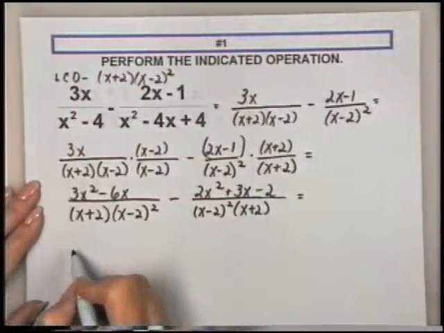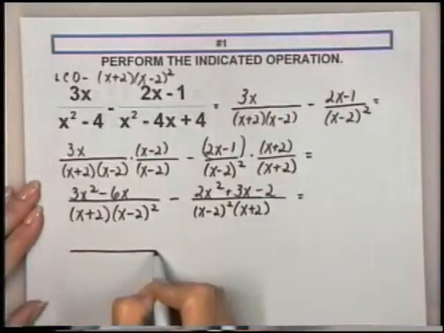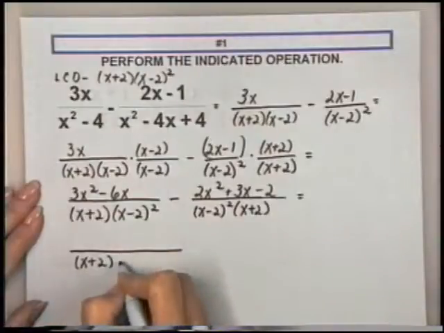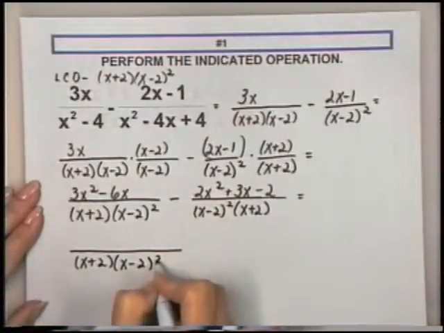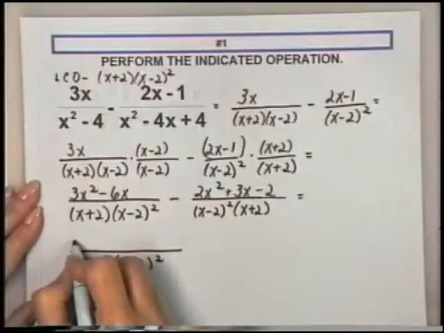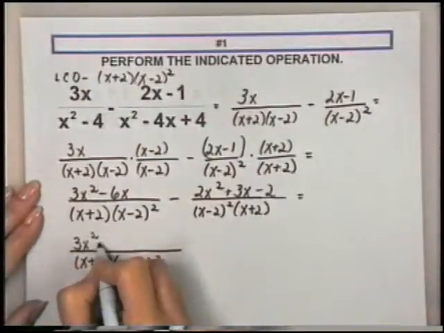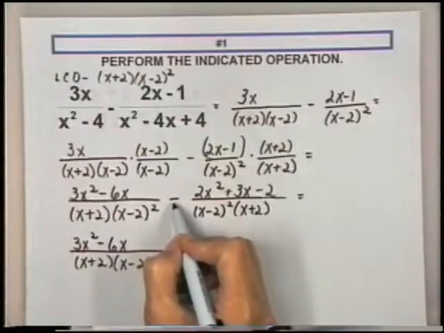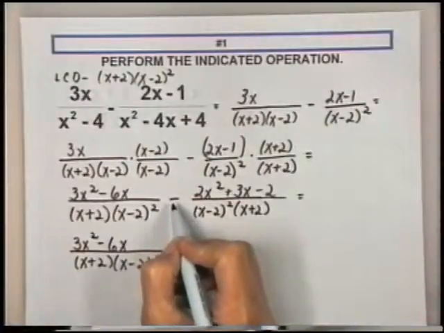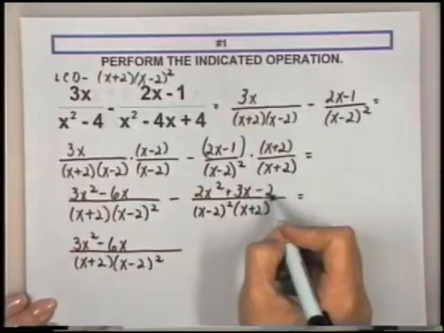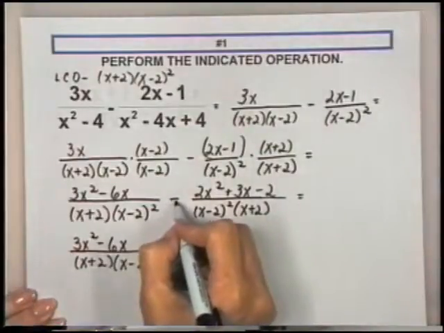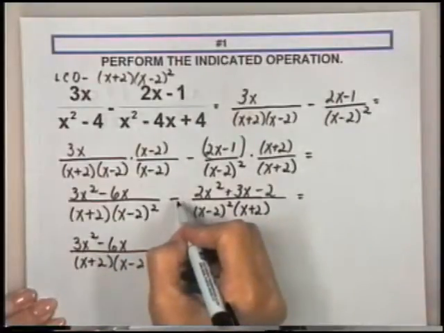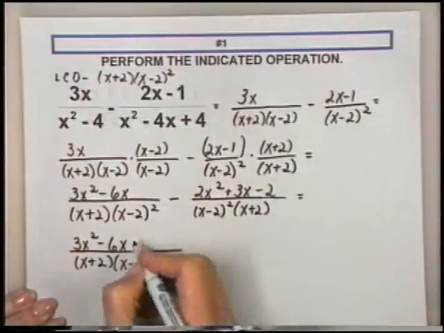My denominators are the same. I am ready to combine my numerators. I will write my denominator in factored form. I will write my first numerator, 3x squared, subtract 6x. Because this is subtraction, the subtraction will change the sign of each of these terms, so I will apply the subtraction sign to each of these terms.